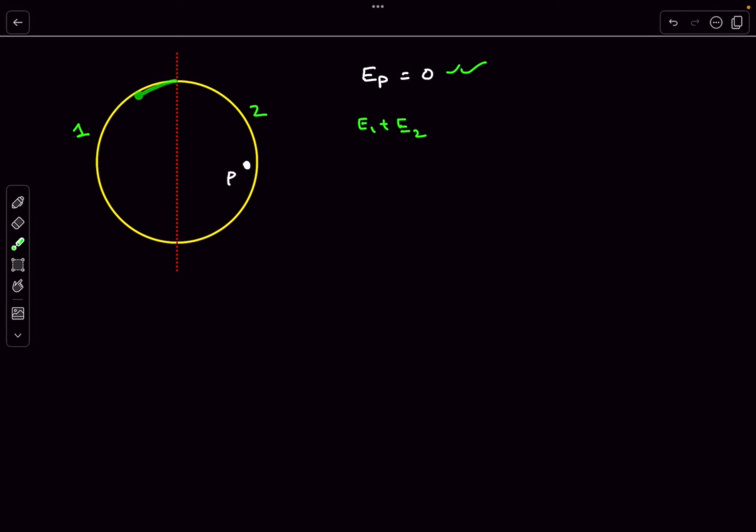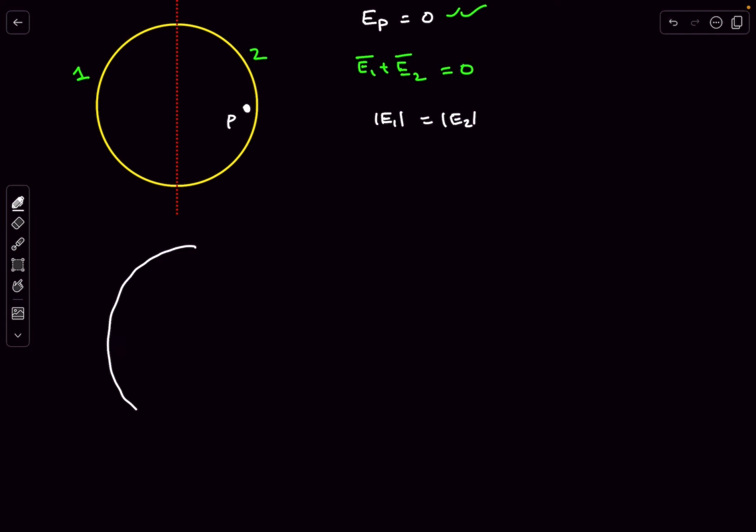E1 is basically the electric field due to hemisphere 1 at point P, and E2 is going to be the electric field due to hemisphere 2 at point P. So their vector sum has to be equal to 0. Only then at the point P the electric field is going to be 0. So from here we can see that the modulus of E1 is the same as the mod of E2. So they're both equal in magnitude. This is an important result.